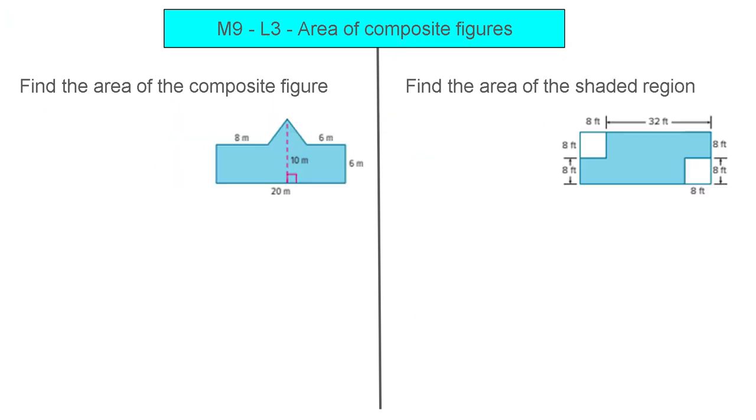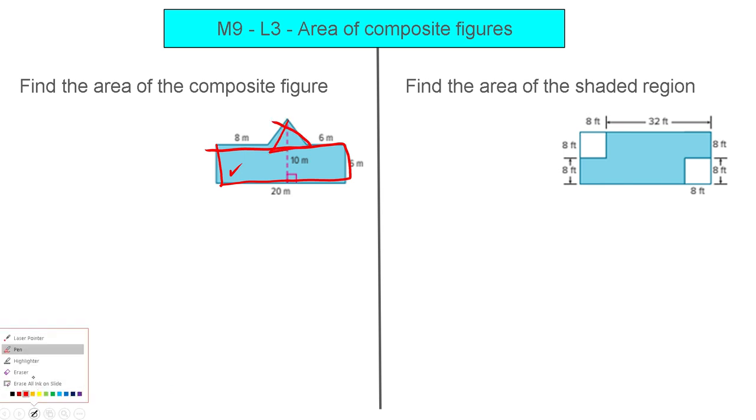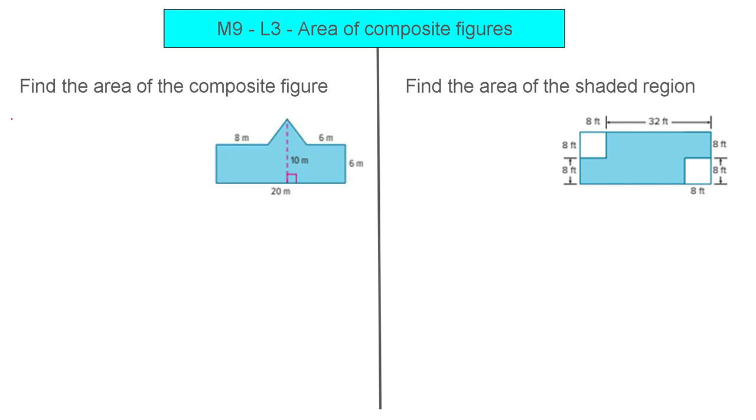Okay, now let us do the next one. See, in this one we have a rectangle down. You can see the rectangle here, and then there is a triangle here. So we have two things, a rectangle and a triangle. First let us find the area of the rectangle. So area of rectangle is what? Length multiply width. I told you, yes. What is the length? The length is 20 and the width is 6. So 20 multiply 6. 120 meter square.